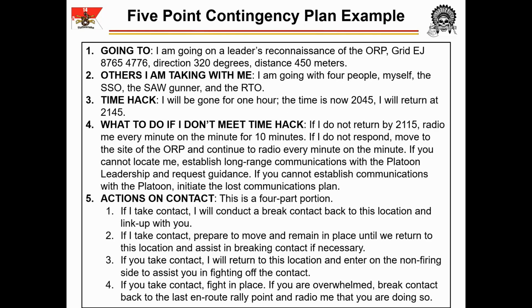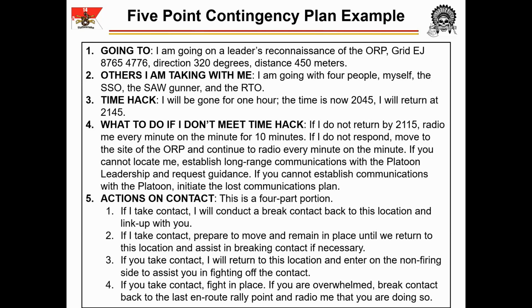An example of a 5-point contingency plan given by the team leader to the ATL prior to conducting a leader's reconnaissance is shown here. I am going on a leader's reconnaissance of the ORP, grid Echo Juliet 87654776, direction 320 degrees, distance 450 meters. I am going with 4 people, myself, the SSO, the SAW gunner, and the RTO. I will be gone for 1 hour. The time is now 20:45. I will return at 21:45.